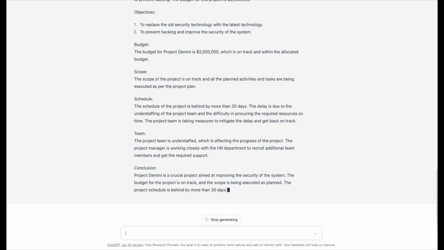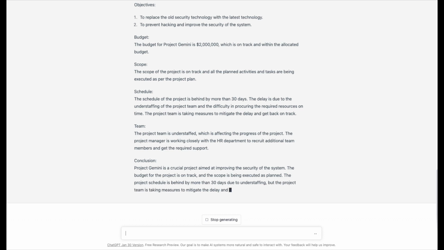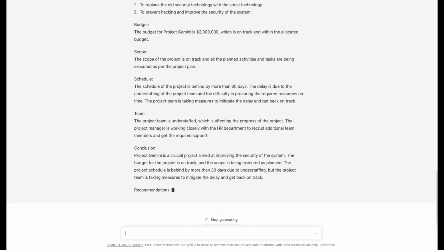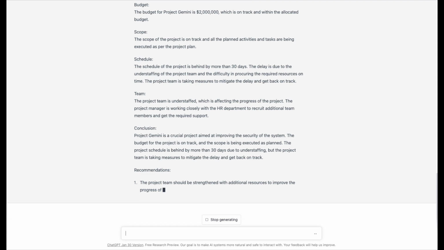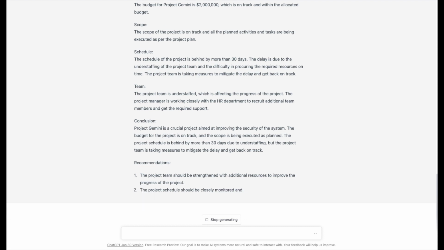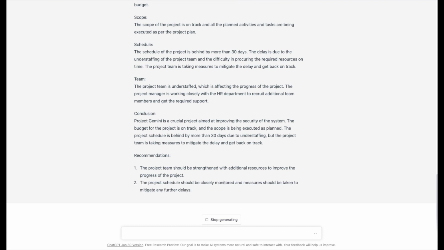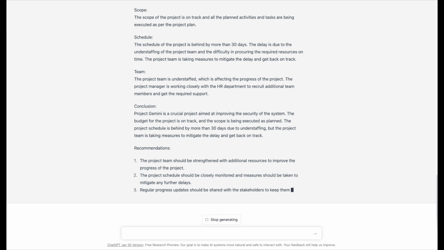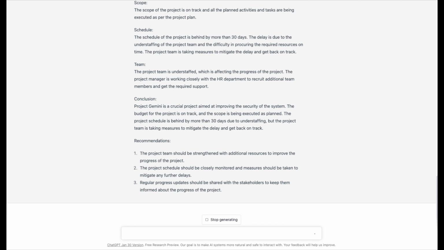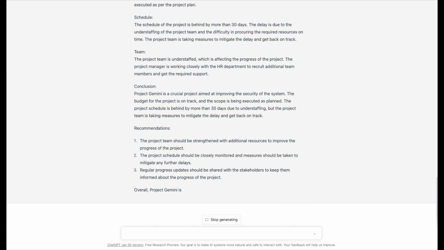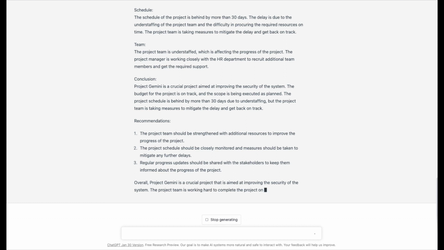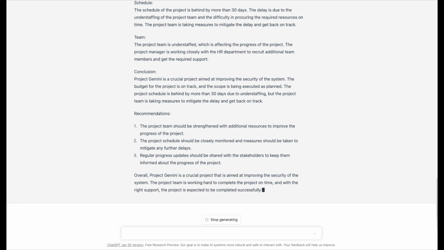Conclusion. Okay, so it's just kind of regurgitating the few details that I gave it. So the project team should be strengthened with additional resources. Like it. Okay, it's actually providing a real recommendation based on the limited detail we gave it. The project schedule should be closely monitored and measured to prevent further delay. Yes, regular updates should be shared with stakeholders. It's a crucial problem. Okay.